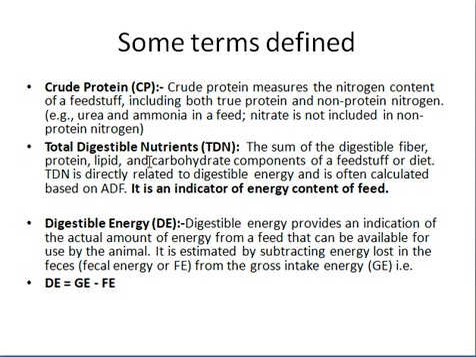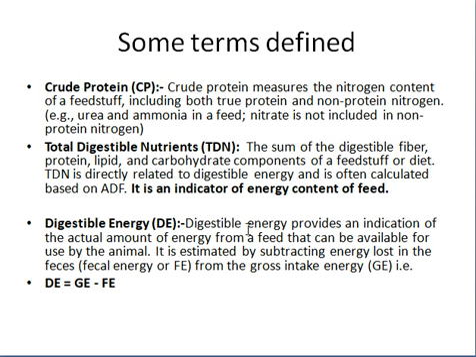Then comes the energy. We measure the energy content of feed using TDN, total digestible nutrients, the sum of digestible fiber, digestible protein, digestible lipid and carbohydrate components. It is directly related to digestible energy and is often calculated from ADF. It is an indicator of the energy content of feed. You need to measure TDN of feed.